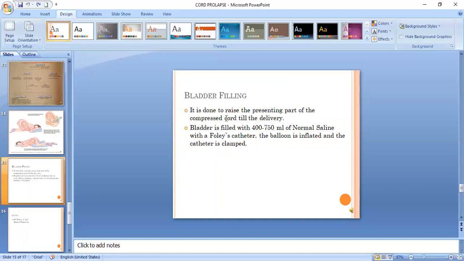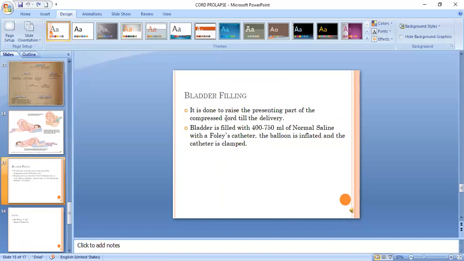In cord presentation, the umbilical cord has slipped below the presenting part, but the membranes are intact. In the third one, cord prolapse, the umbilical cord is lying below the presenting part, it even reaches the vagina, and it can even be seen outside the vulva. Here the membranes are ruptured.